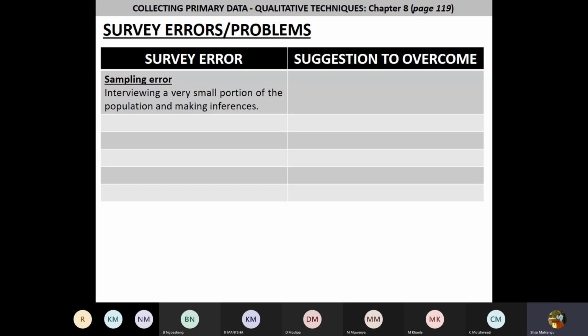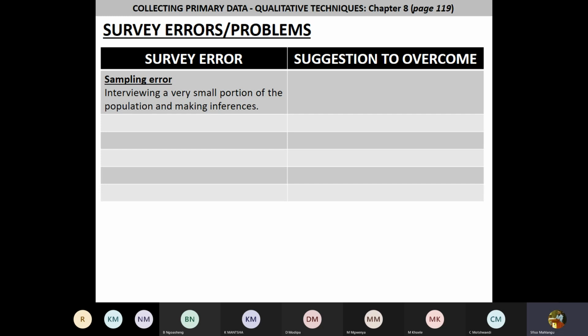So interview error, the meaning of that error or mistake, is whereby we interview a very small portion of the population and make inferences. For example, if you look at TV adverts, some will say, thank you, South Africa, for voting us number one brand. And you think, I've never voted for this brand. Why is it number one? So we need to think about making general statements based on the number of interviews that you have conducted. In most of these research cases, whereby they say 9 out of 10 women voted for this product, they interview an appropriate number of people to make a general statement.